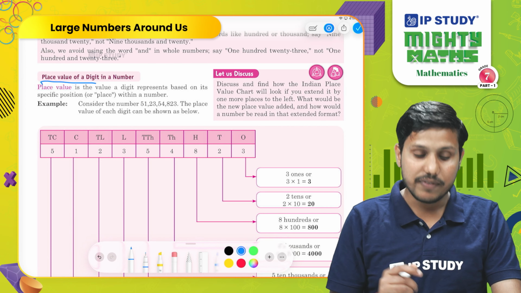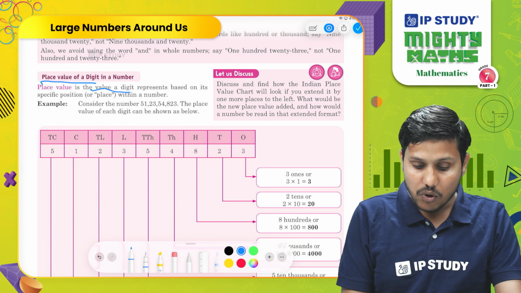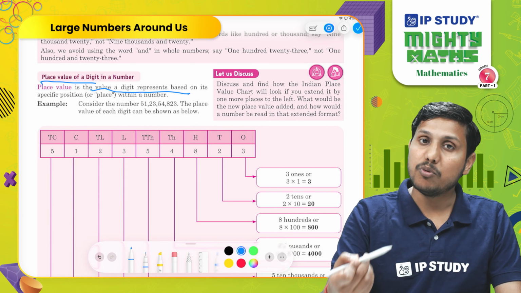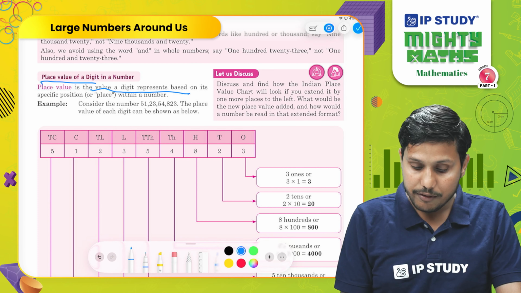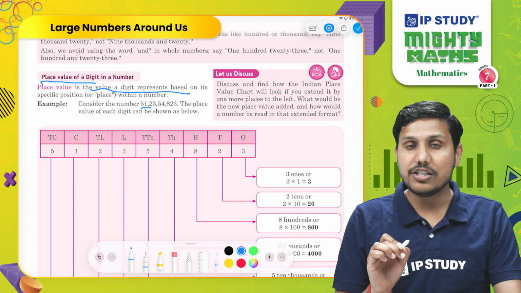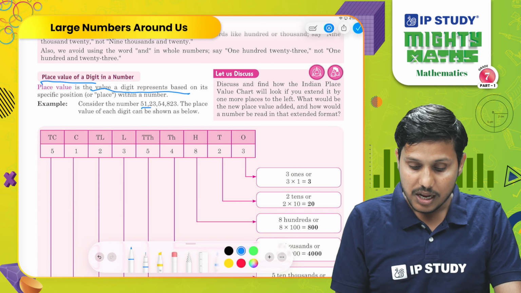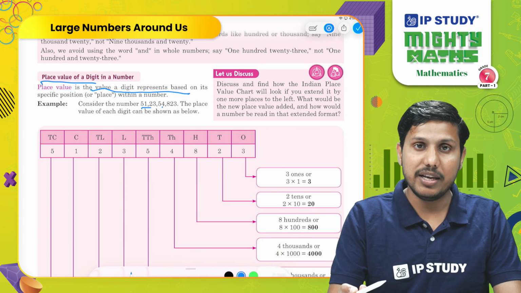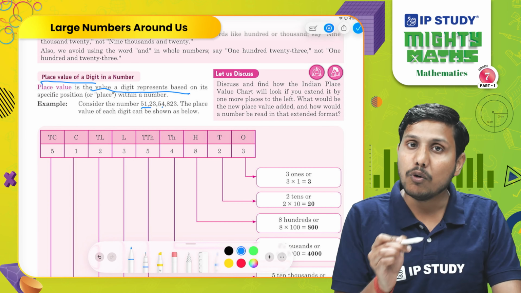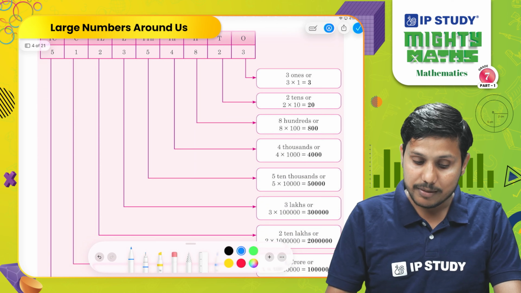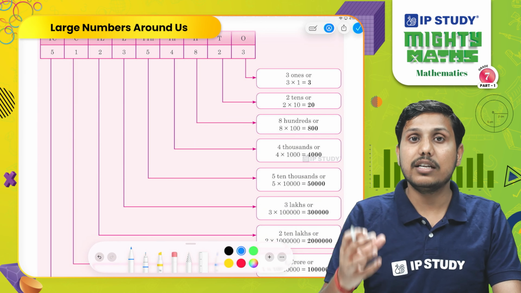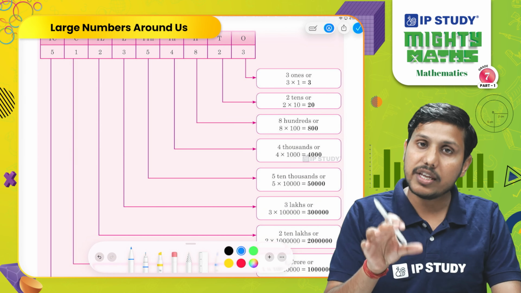So what is a place value? Place value is the value a digit represents based on its position. Like let's suppose we have this number. Now each digit has its place value. Like 4 is at thousands place, so its place value is 4000. So this chart demonstrates how to write the place value of a digit for the given number.